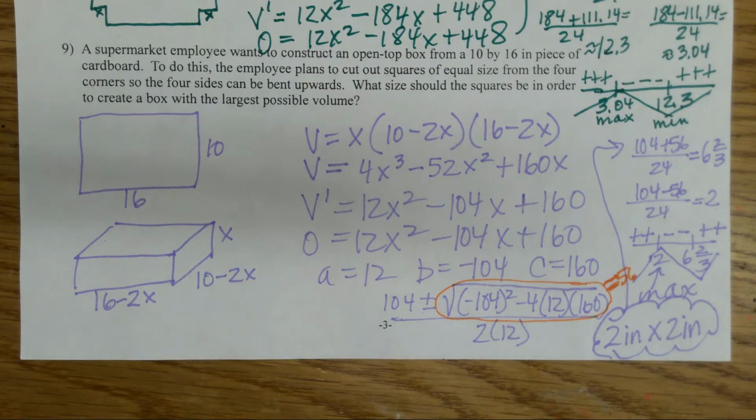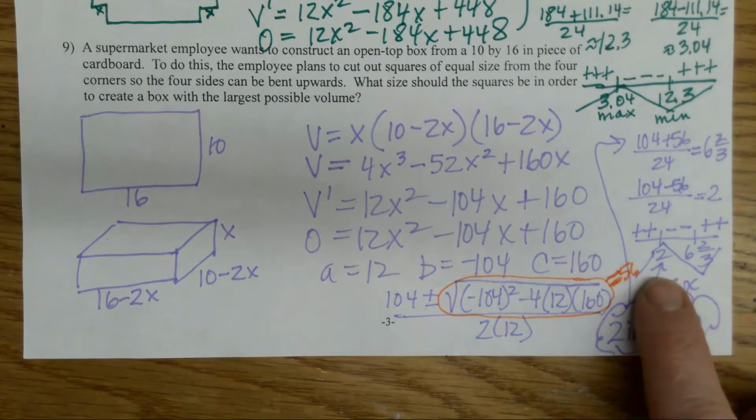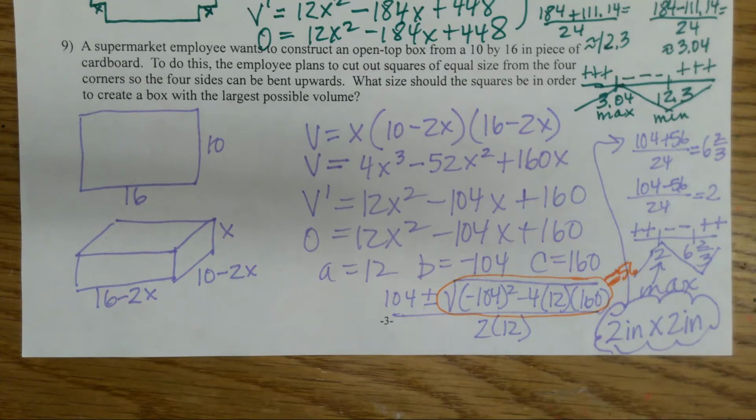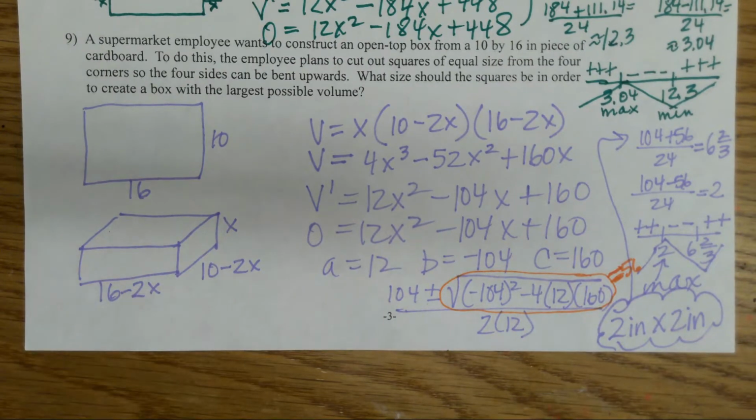It came out to be exactly 56. And when I plugged that in, I got 6 2/3 and 2. And so I made my f prime table and found 2 to be the max. And therefore I did a 2" by 2" square. What size should the squares be in order to create the largest possible? That gave me my max. So that's our first type of problem for today.